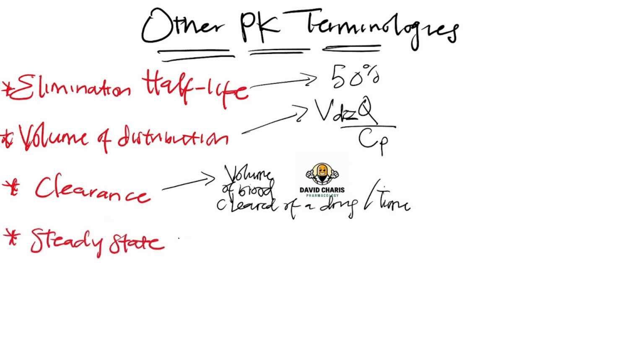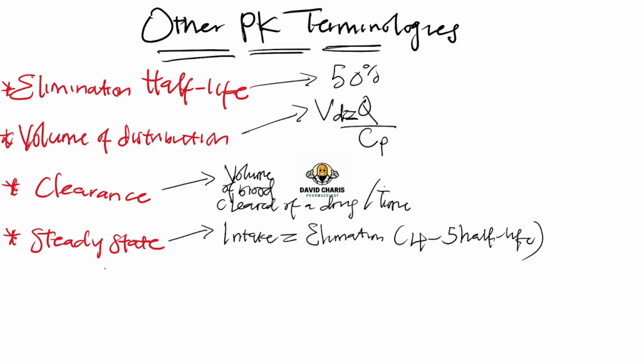We have the steady state. Now, the steady state basically is the condition or state whereby the administration of the drug, so the drug intake, balances out the elimination of the drug. So the drug intake balances out the drug outtake, or you can say elimination. And it takes about 4 to 5 half-lives to reach the steady state of the drug.